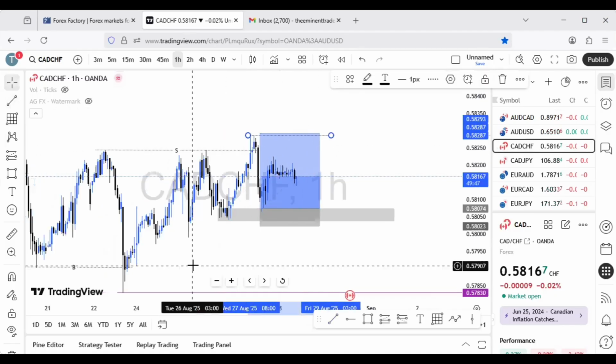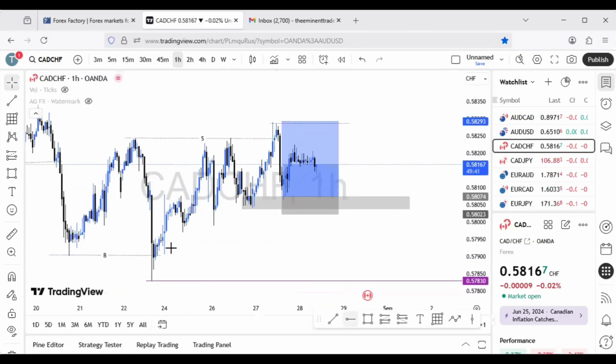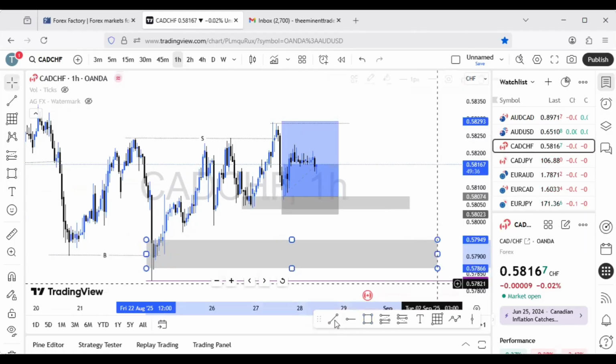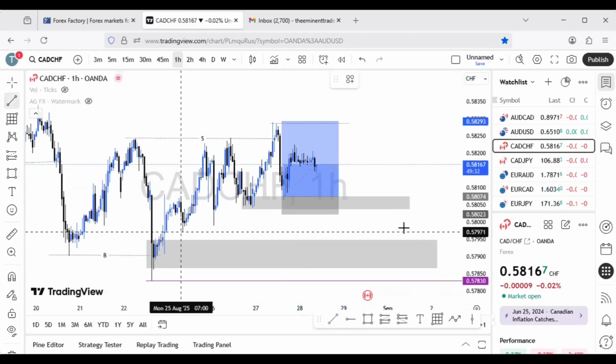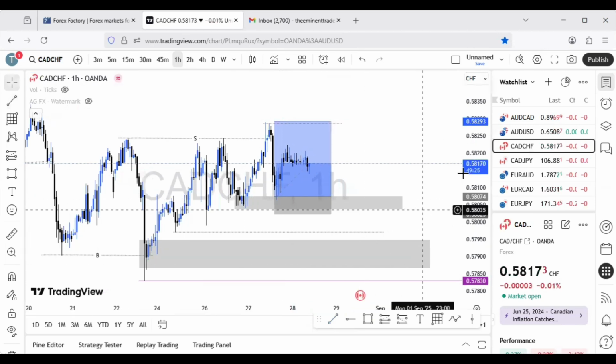The bullish momentum. But let's see what the market decides to do. And if perchance it comes back, I'll be looking at this place also for a possible buy because of this inducement. So one has to be very careful. So this is another area where I'll be looking to possibly buy from.